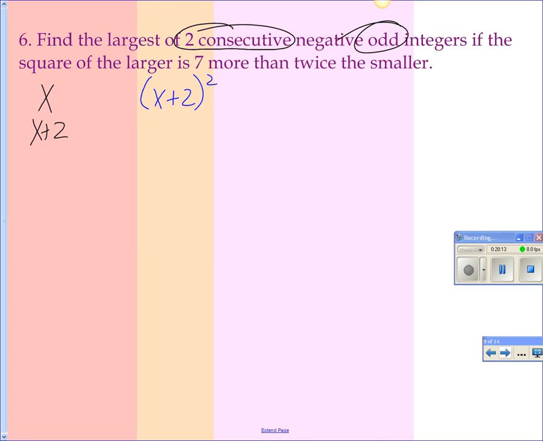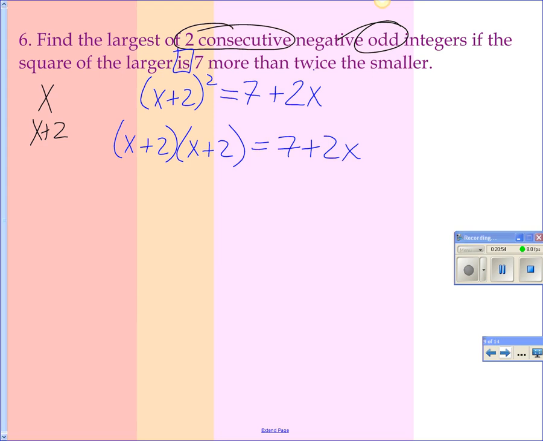All right, then what do I see next? So I have to put equals. What comes next? 7 more than, what do I do for more than? Twice the smaller. What does twice mean? 2x. Twice means to times it by 2. So 7 plus 2x. Here's why you're going to love this problem. x plus 2 squared. What does it mean when there's a square on the outside of parentheses? We'll write it twice. x plus 2 times x plus 2 equals 7 plus 2x. You got to write it twice.